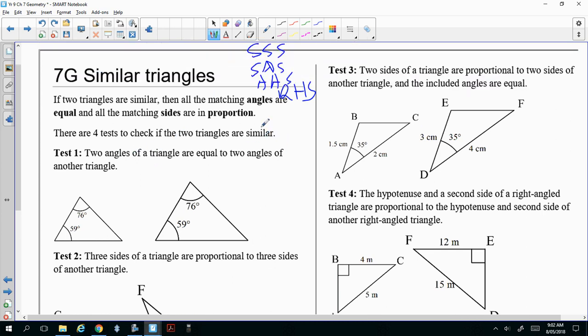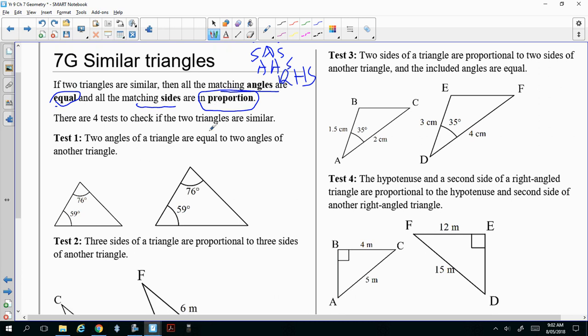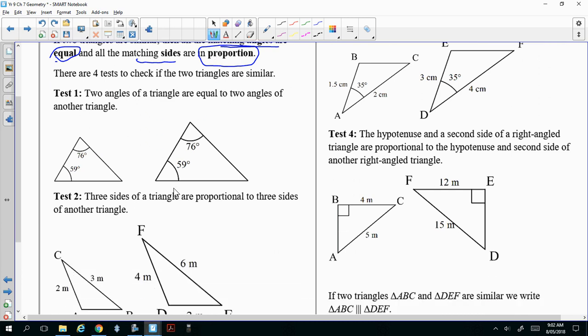For similar triangles, the matching angles must be equal. However, because they are different sizes, the matching sides are in proportion. They're in the same ratio. Look at these 2 similar triangles. Obviously, one is bigger than the other. If 2 angles of a triangle are equal to 2 angles of another triangle, then we say the 2 triangles are similar.